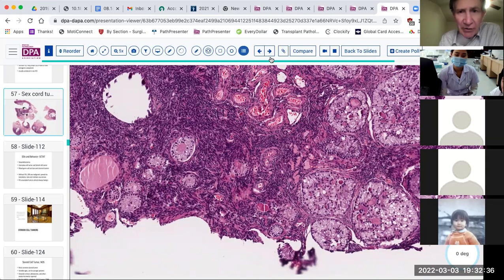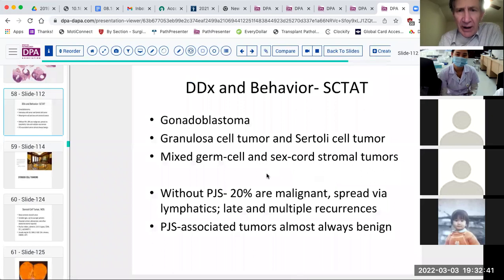In terms of other things to think about in this situation, the differential diagnosis could include a gonadoblastoma. I mentioned granulosa cell tumor and Sertoli cell tumors as well. Some mixed germ cell tumors might have mixed germ cell and sex cord stromal tumor elements, the so-called gynandroblastoma.